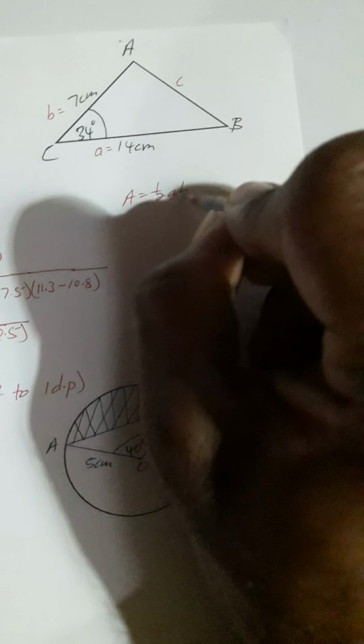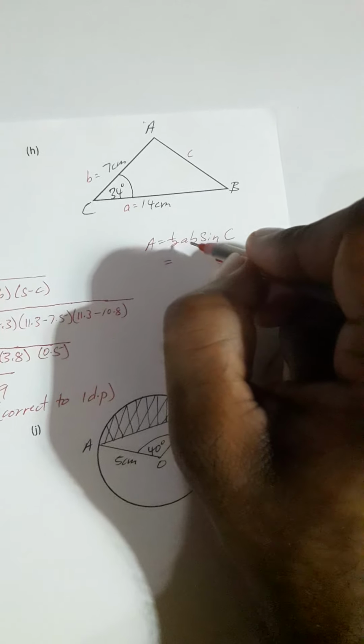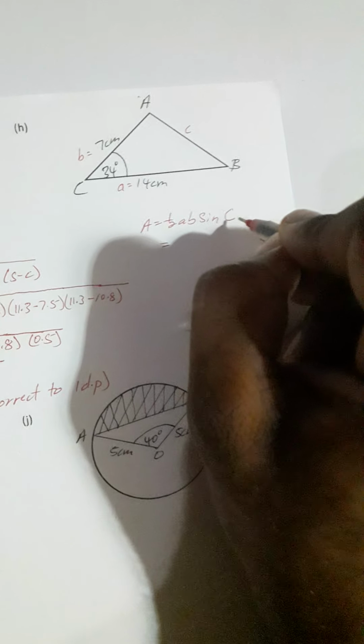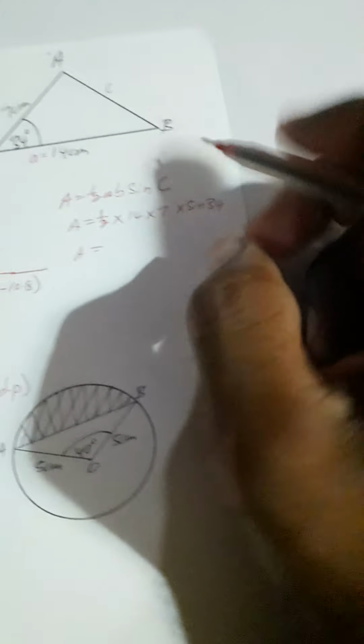The formula is area equals half AB sine C. Okay, this should be capital C. Or if you like, you can write the formula half AB sine theta instead. Right, so half AB means half times A times B. So half times A, which is 14, times B, which is 7, times sine angle C, which is sine 34. Good. You don't have to write the degree. If you like, you can put in the degree.